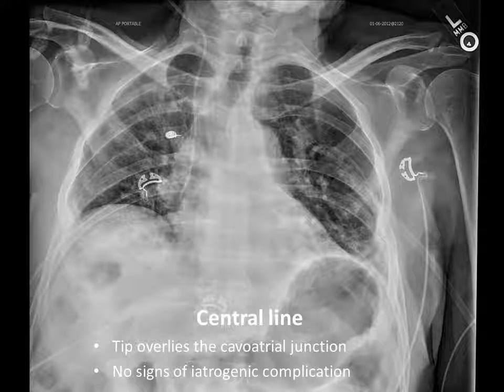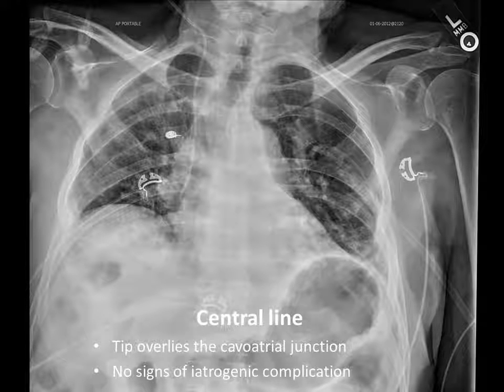So our first example is of a central line, and basically you're going to want to be able to say that this is a central line that you see. It's coming from the proximate location of the internal jugular vein and looks to be terminating in the cavo-atrial junction. You'd want to look for any iatrogenic processes.